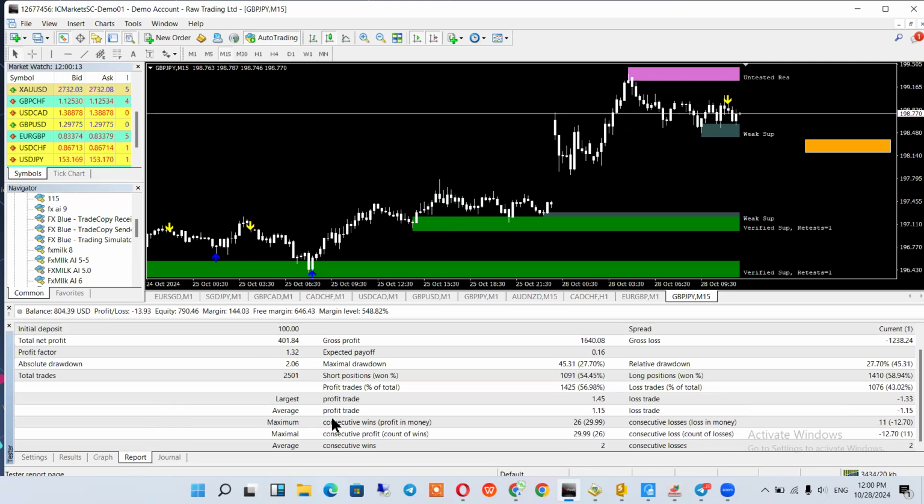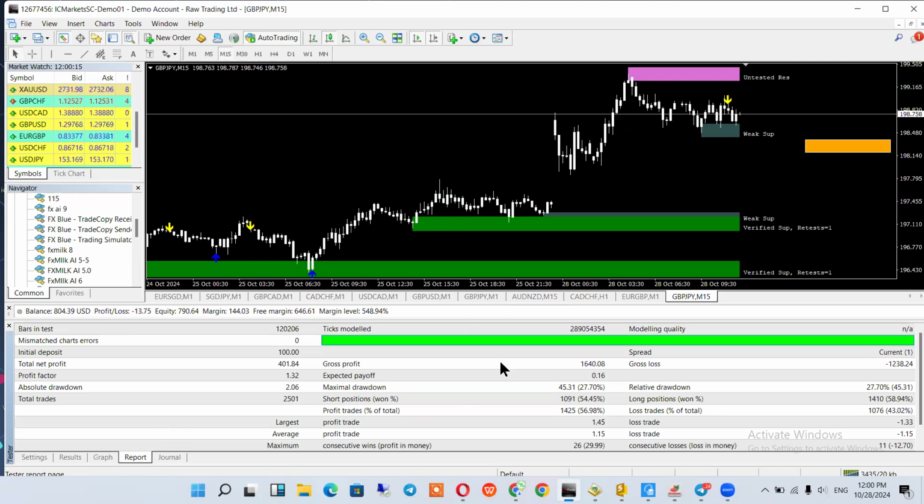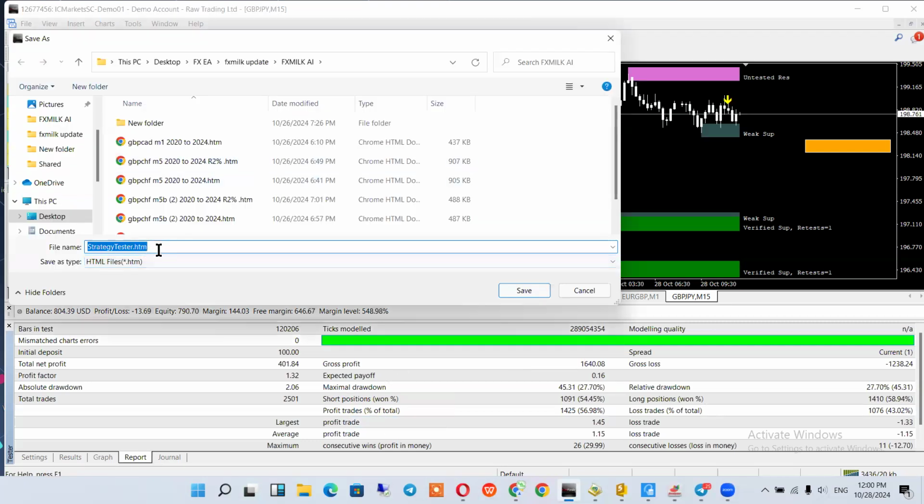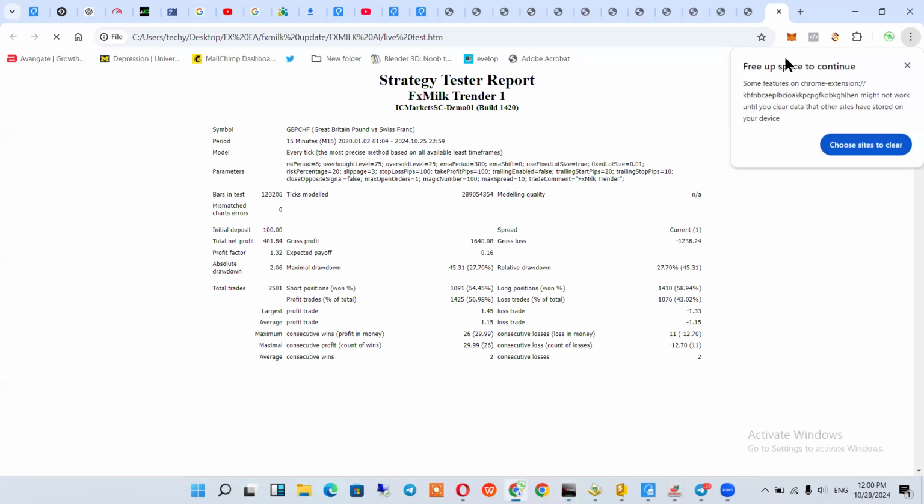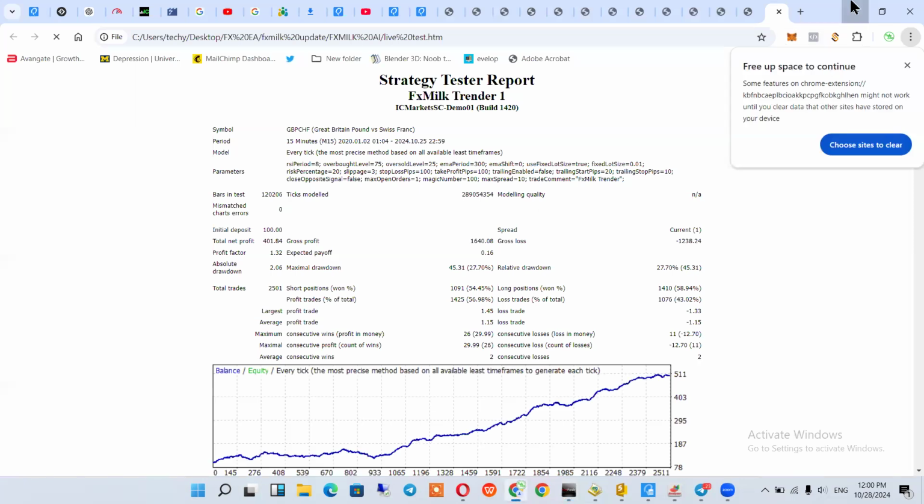So let's quickly have a run through of this. What should you check? The information here does not explicitly tell you everything you need to know. So what I'm going to do is save it as a report. I'm going to say live test so that you can check. Then I'll save.